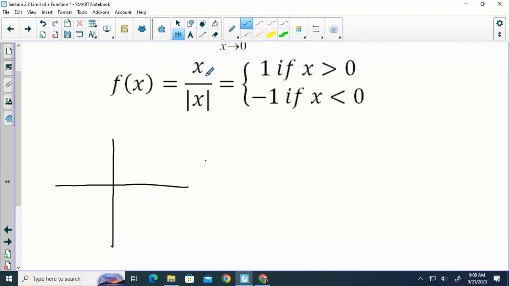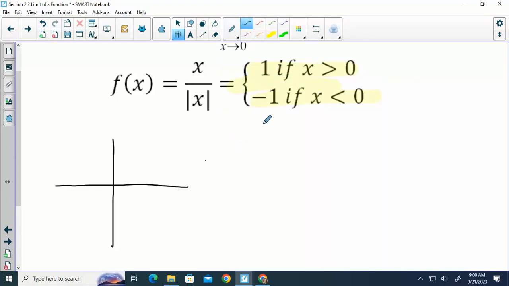Okay, and I've kind of already broken it up for you. So my function was x divided by the absolute value of x. But what it turns into is just 1 if x is greater than 0, and negative 1 if x is less than 0. Why can't x equal 0? Yeah, can we do 0 divided by 0? No. Okay, so I've already simplified it into this. So this is what we need to graph.